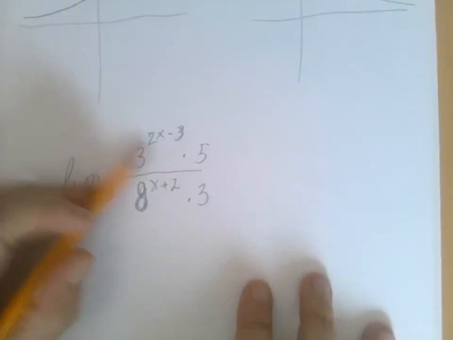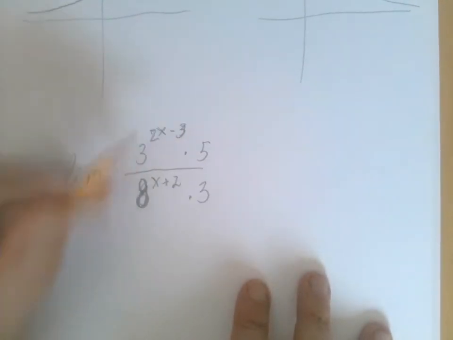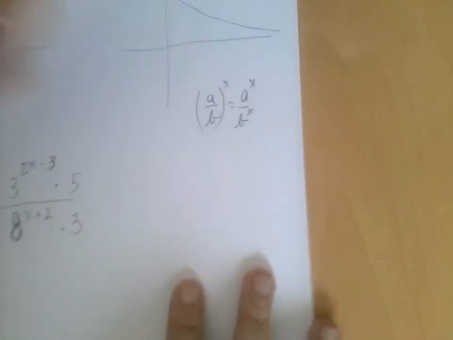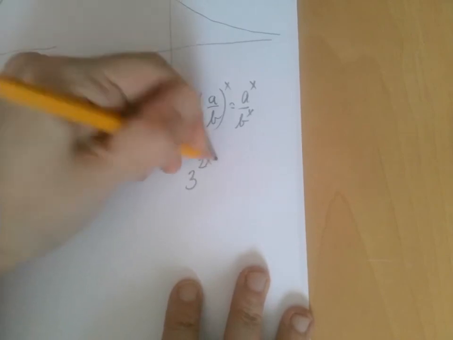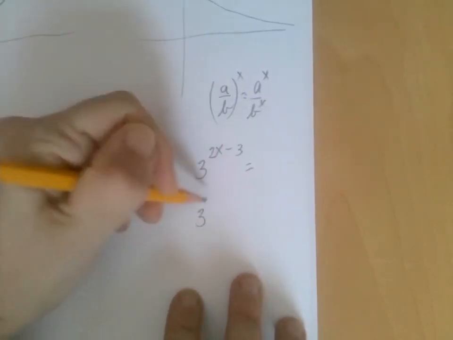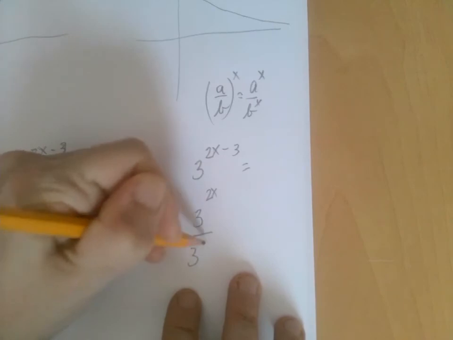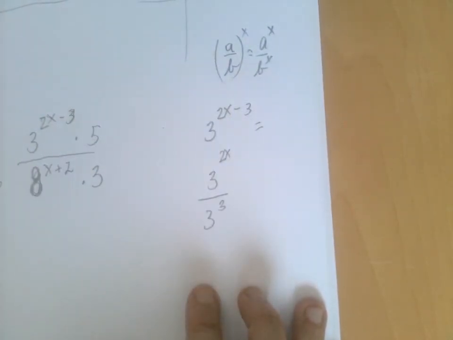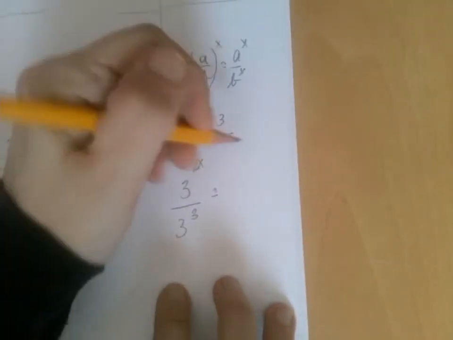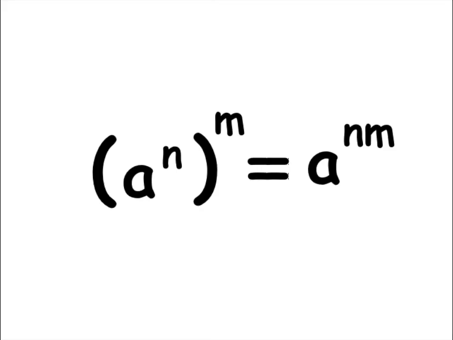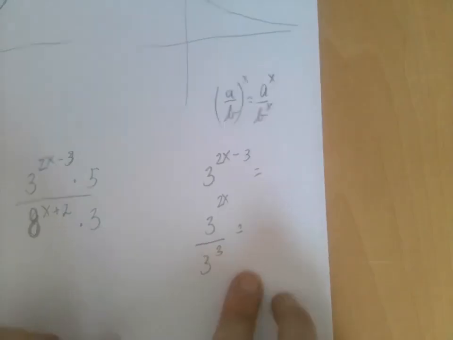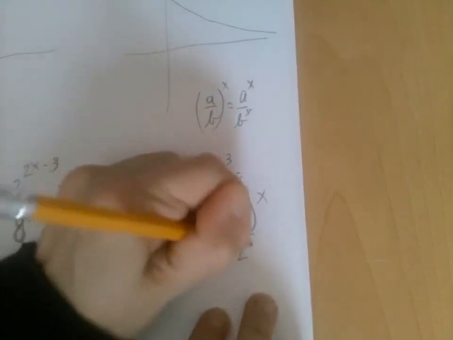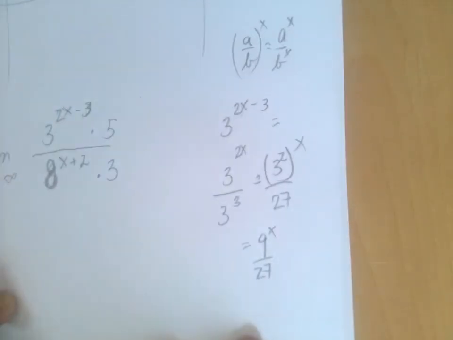The goal is to peel off anything else, just leave x in the exponent, because we want to use this rule of x. Using rules of exponents, 3 to the 2x minus 3 is the same as 3 to the 2x divided by 3 to the 3, right? We usually use it this way, but it's true back and forth. And 3 to the 2x is the same as 3 squared to the x, so it's going to be 3 squared to the x over 27, and that's 9 to the x over 27.